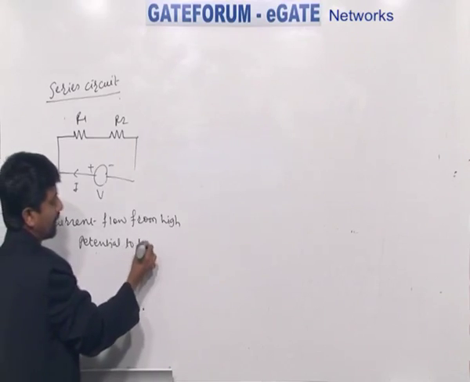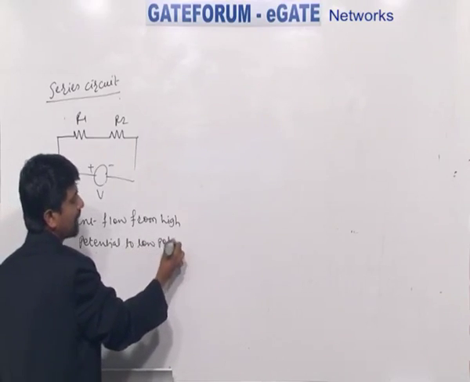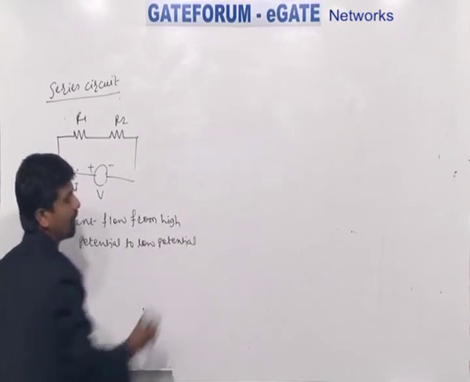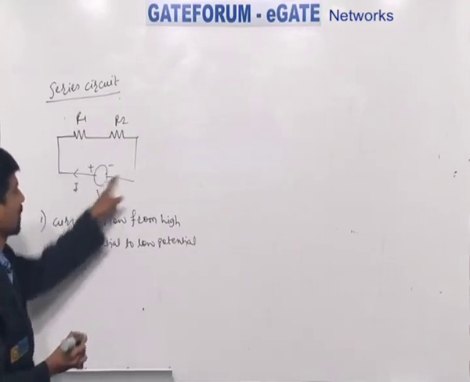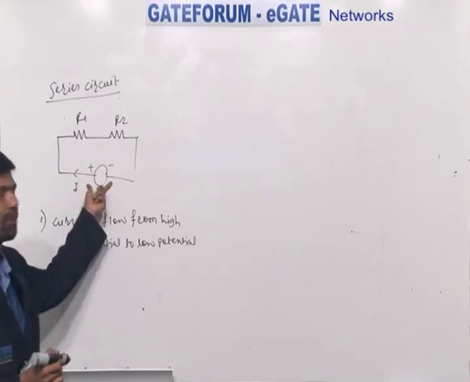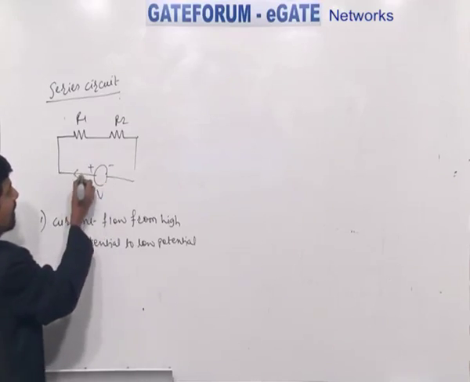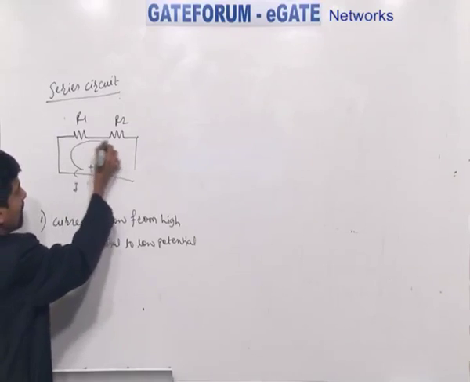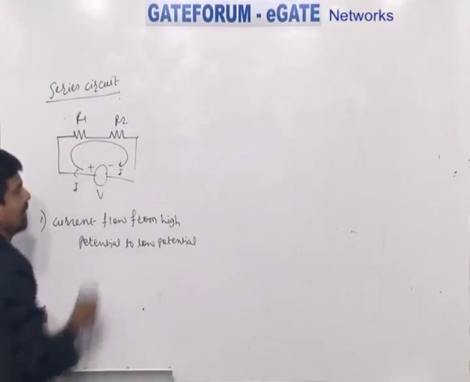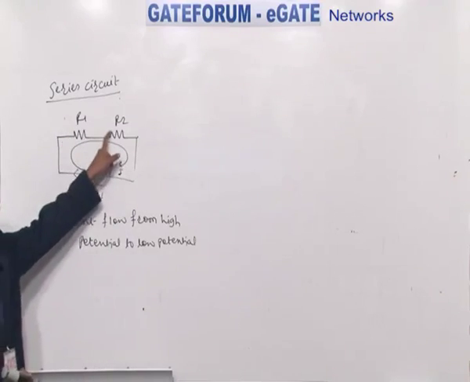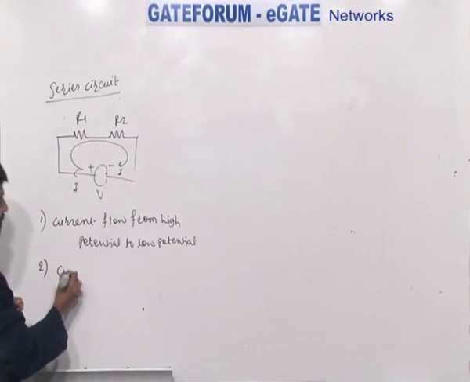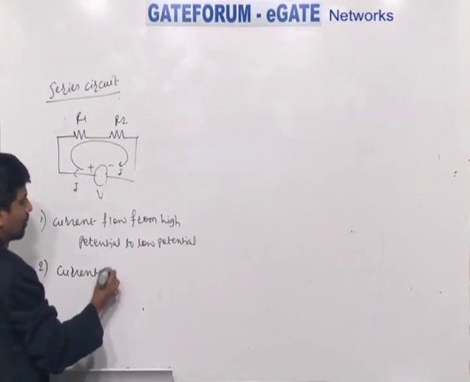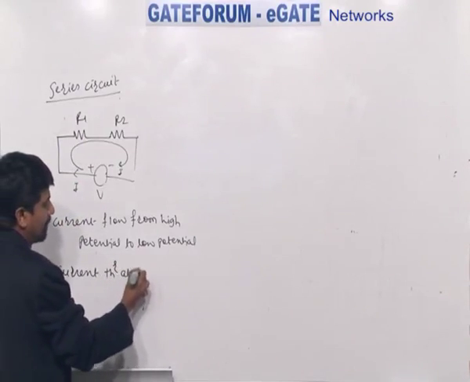The way in which we say that temperature flows from hot end to cold end, current flows from higher potential to the lower potential of the battery. V is nothing but your voltage source which is applied. Whenever current flows here, the same current will flow through both elements because they are connected in series. So what is the meaning of series circuit? Series circuit means current through all elements remains the same.